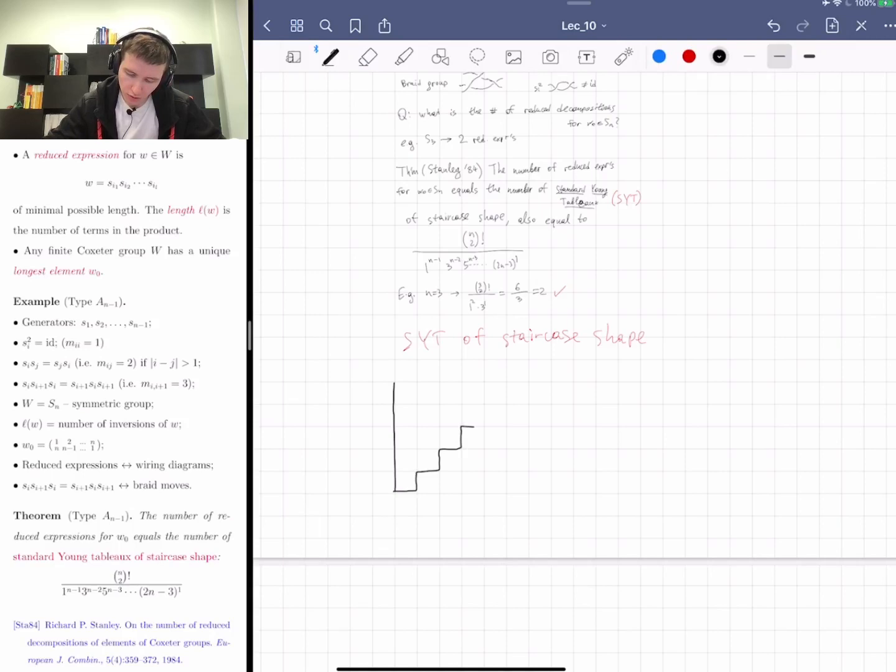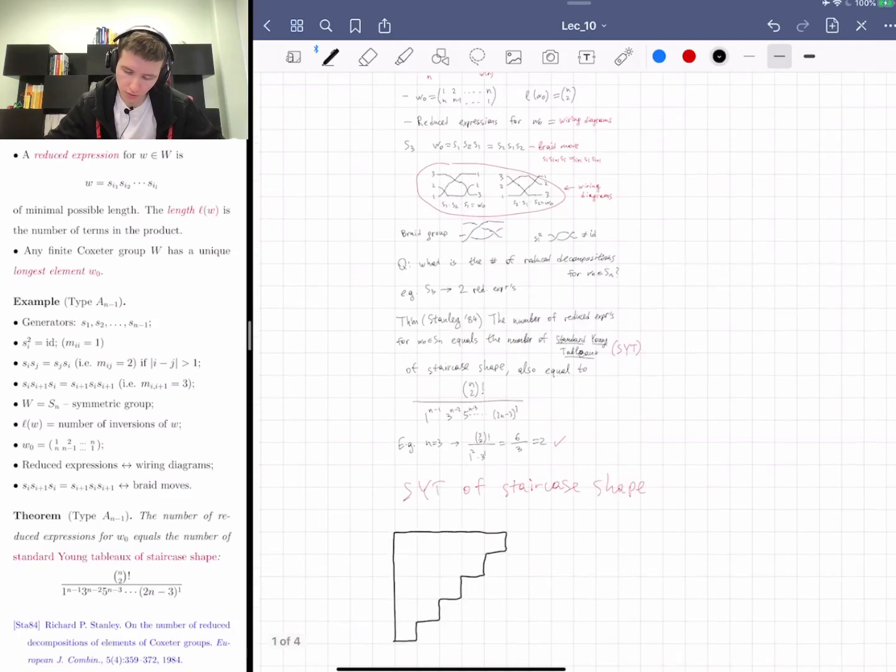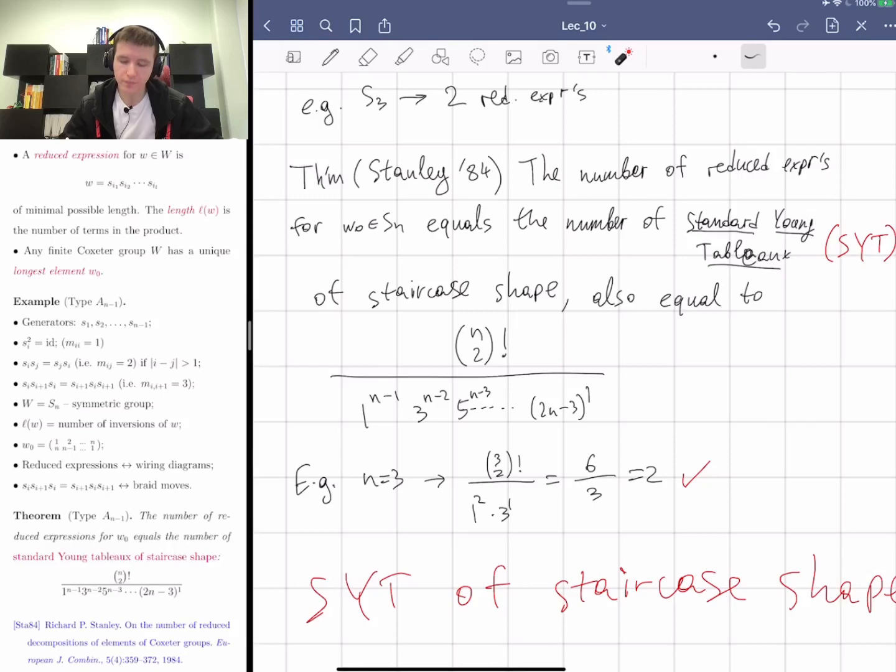n choose 2 is 3, but then I take factorial. So n choose 2 factorial is a weird number. You don't see that very often, right? It grows very, very fast.